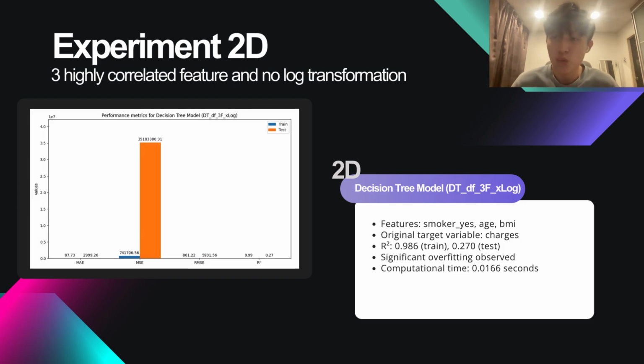In experiment 2D, we use the features smoker yes, age, and BMI with the original charges target variable. This model achieved a high R-square value of 0.986 on the training set, but only 0.27 on the testing set, indicating significant overfitting. Despite the high training accuracy, the large difference in the test performance shows the model struggles to generalize to new and unseen data. The computational time was very efficient at just 0.0166 seconds.